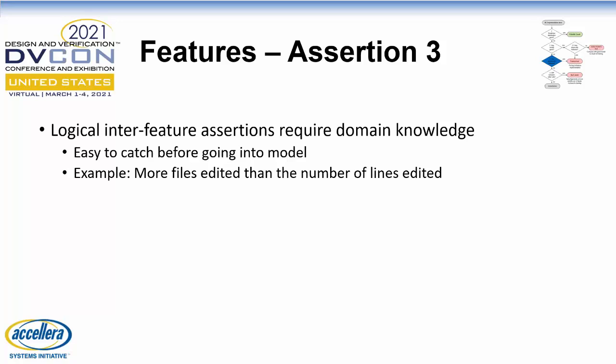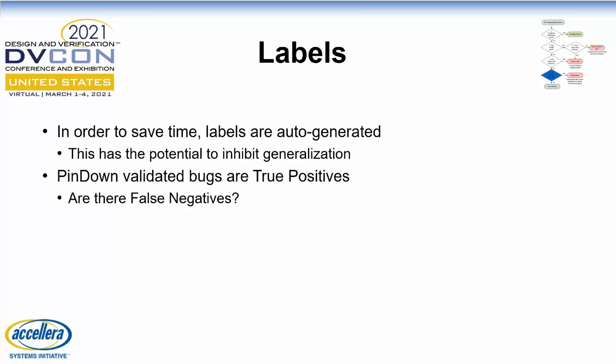The example given, more files edited than number of lines, sounds logical, but in some revision control systems, metadata, such as read and executable rights, can be stored, but these do not entail updated lines of code, as the assertion expects. If no obvious implementation errors have been caught as of yet, our next step is to revisit the labels used during training.